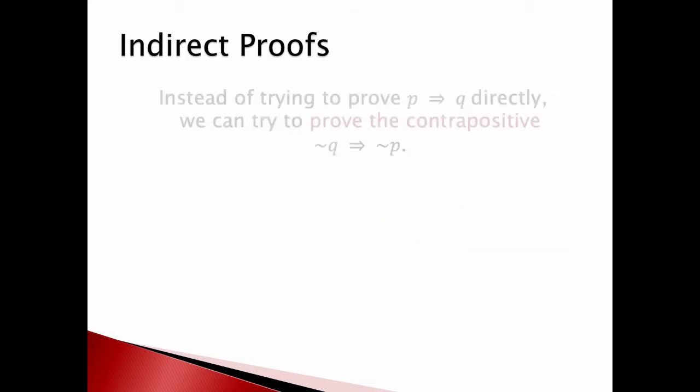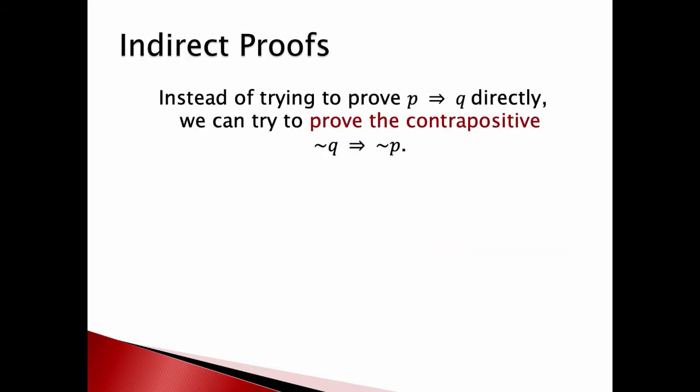Okay, next kind of proof. Indirect proofs let us do something really cool. Instead of trying to do a direct proof, assuming that P is true and proving that Q is true, we try to prove the contrapositive. And sometimes that's a lot easier. Sometimes it's awful and we don't want to do it that way. But sometimes this is exactly what we want to do because what Q and P mean makes proving the contrapositive much easier.